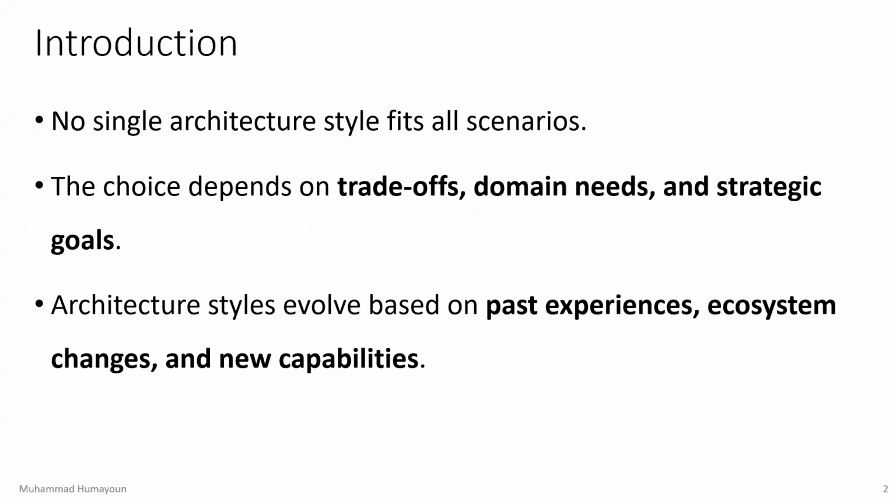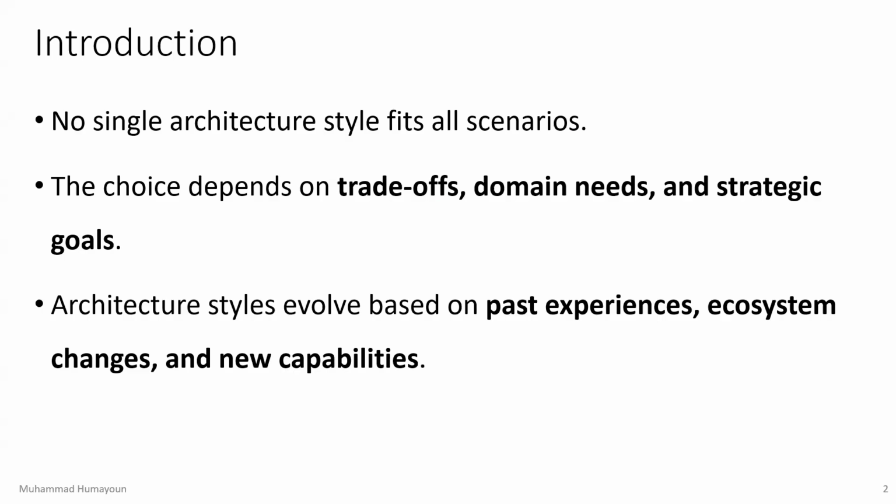One thing we have learned when we discussed all these architectural styles is that there is no silver bullet. No single architectural style fits all scenarios. So what you need to do is look at your problem. You need to look at the concerns all your stakeholders have. You need to look at the domain needs. You need to look at the strategic goals, and then you also need to analyze the trade-offs. Then you can pick the right architectural style for your problem.